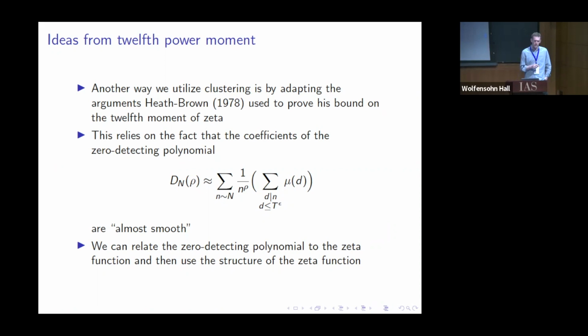We can utilize some of these ideas essentially because the coefficients of these zero detecting polynomials are not smooth, since I have this Mobius function, but they're maybe almost smooth. You could think about interchanging the order of summation, and then maybe the inner sum looks smooth. I can relate that to the zeta function.